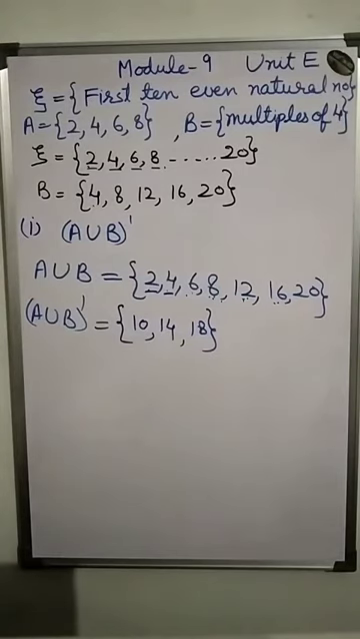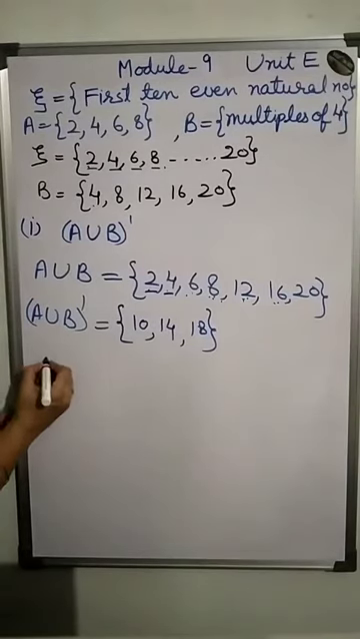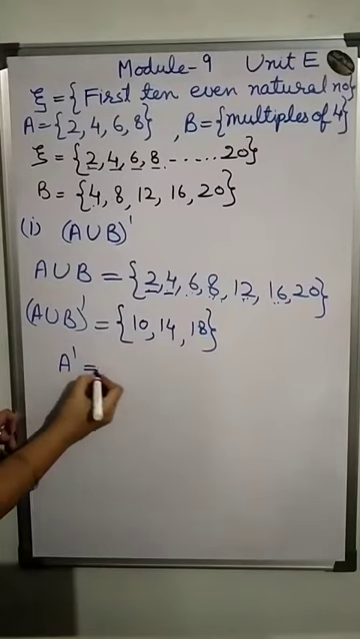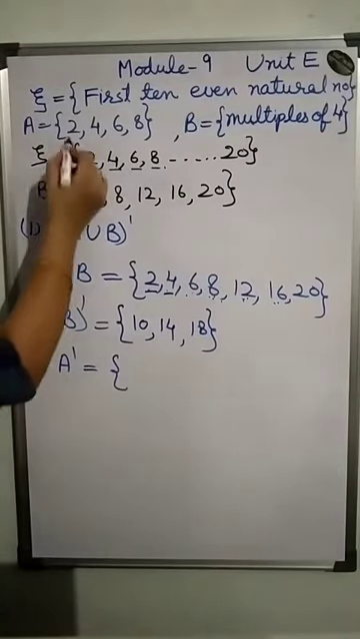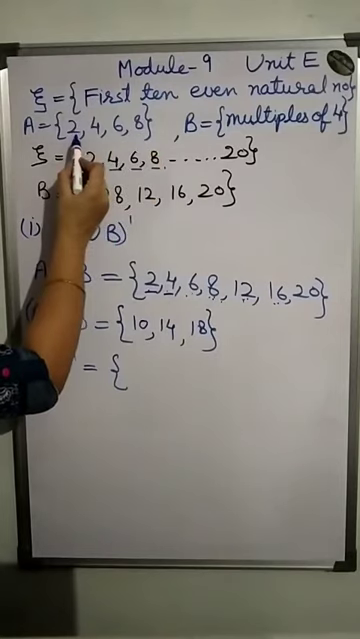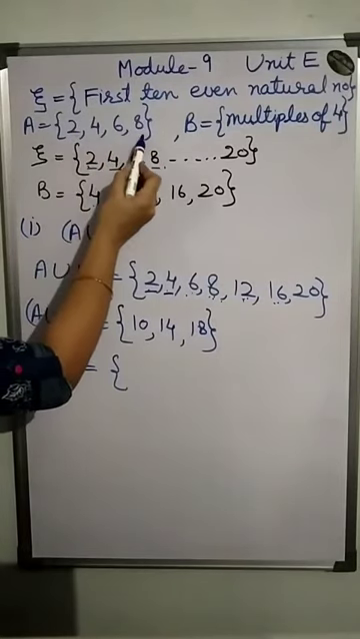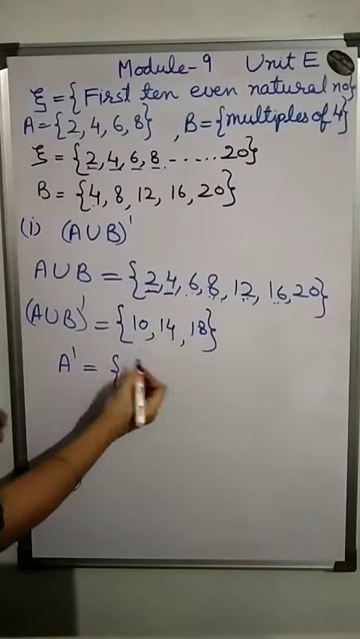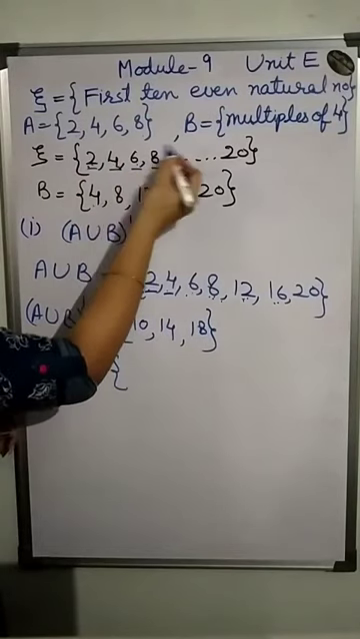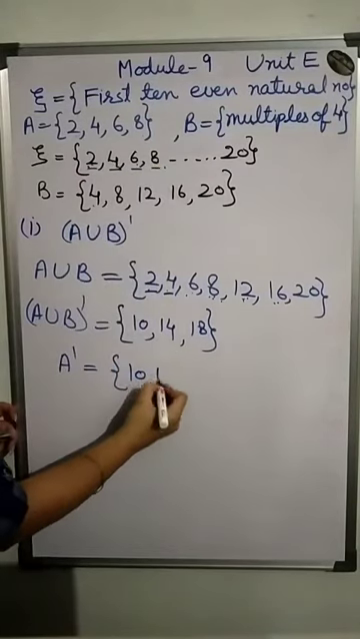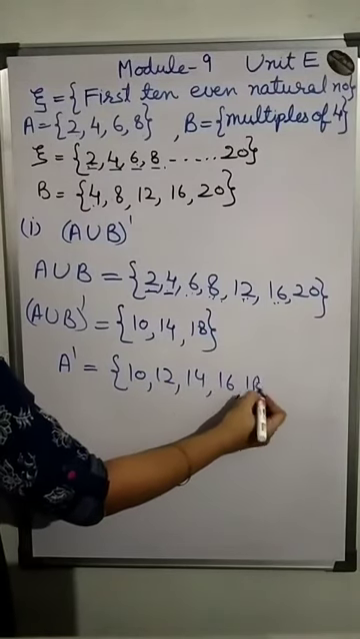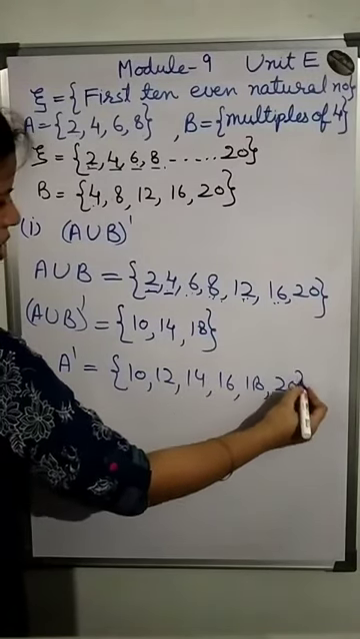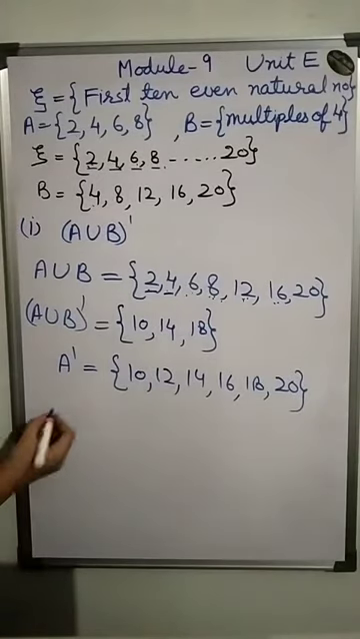Now the next thing is that you have to calculate A dash. A dash means the elements other than the set A. Check it from here. 2, 4, 6, 8 are written here. So after that 2, 4, 6, 8, the rest are 10, 12, 14, 16, 18 and 20. These all are the A dash.